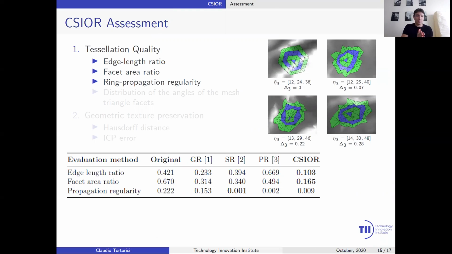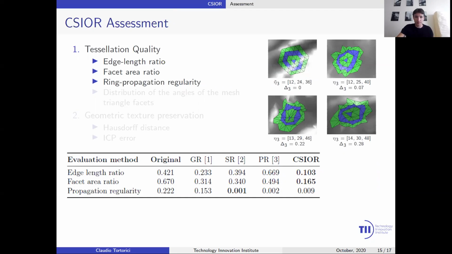CSIOR has been assessed against the 3 state-of-the-art approaches that I presented before in terms of tessellation quality and geometric texture preservation. For the tessellation quality, we used the edge length ratio, the facet area ratio, and the ring propagation regularity. This latest one compares the regularity of the position of the rings with respect to a nominal ideal case. And in this case, the lower the value, the better. And as you can see, CSIOR outperforms the other approaches, and of course the original, with respect to the edge length ratio and the facet area ratio, but it slightly underperforms in terms of progression regularity with respect to the spine resampling. However, as we will see in a minute, this will be at the expense of the geometric texture preservation.